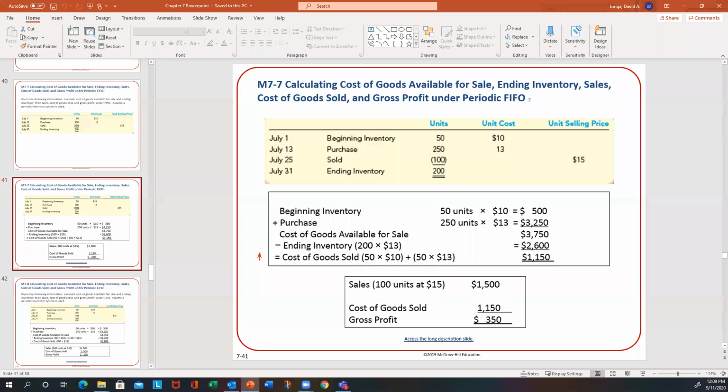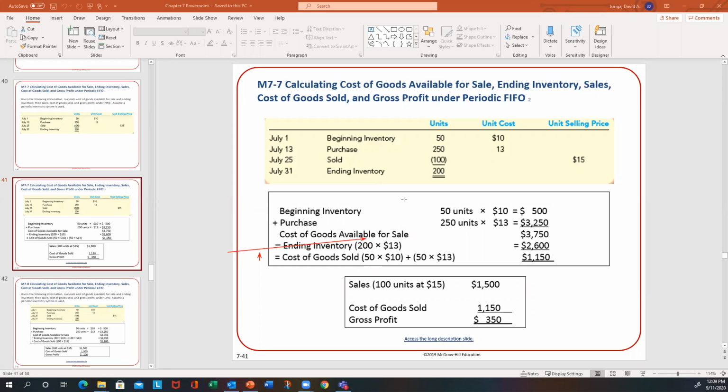All right, so taking a look at our formula. Remember, this is our beginning inventory. You add your purchases. That equals cost of goods available for sale. And again, note, we've got the totals right here. And then, of course, ending inventory, there's 200 units left.